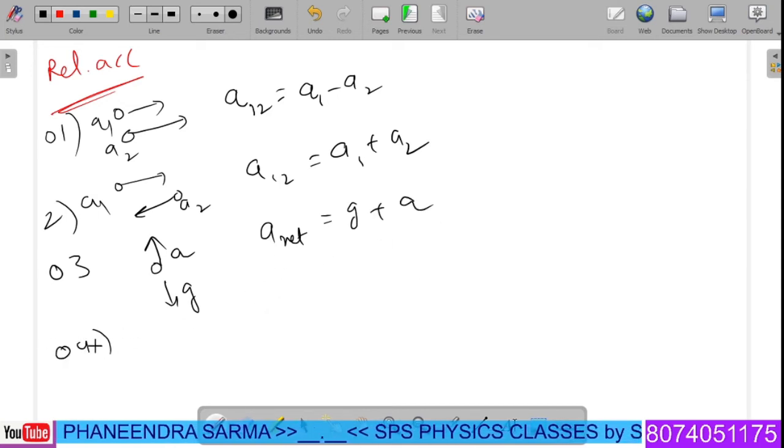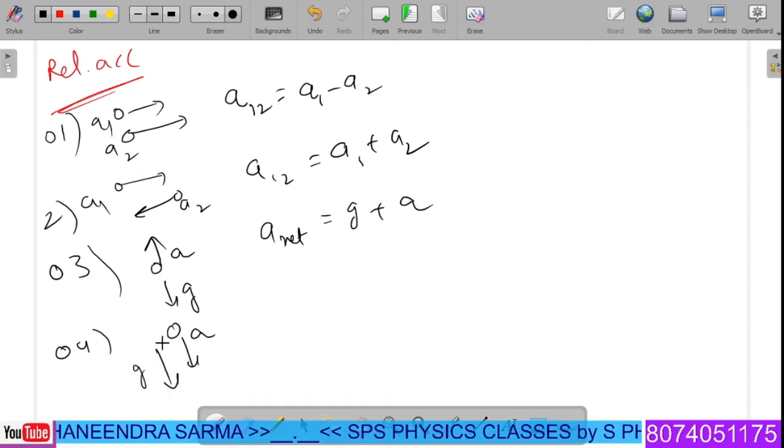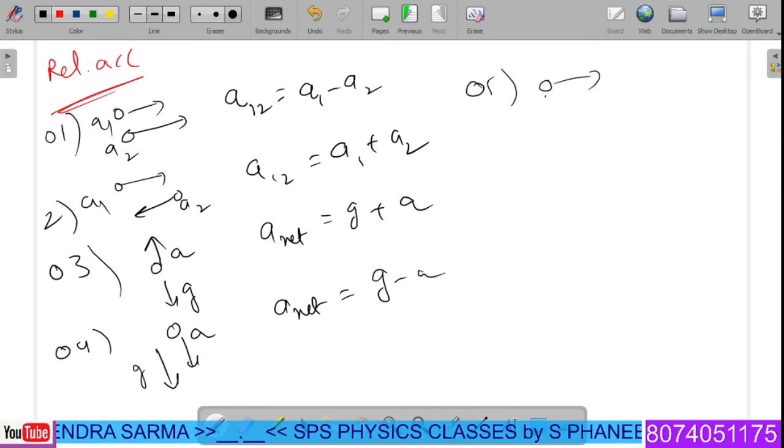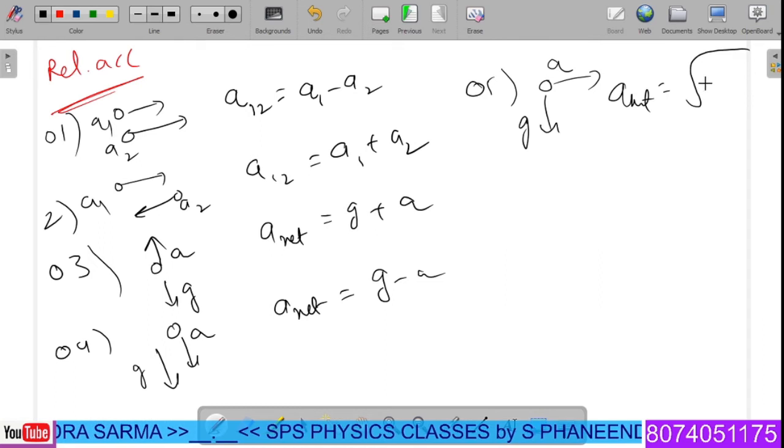And in the fourth example, if an object is falling freely with an acceleration of A in the gravity field, then the net acceleration is given by G minus A. Suppose in the gravity field, the object is moving perpendicularly with acceleration A, then the net acceleration is given by root of G square plus A square, because theta is equal to 90 degrees.